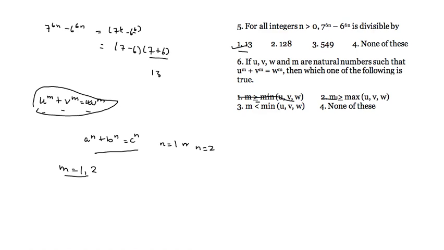Is m definitely less than the minimum? Now, in this equation of 1 raised to 1 plus 2 raised to 1 is equal to 3 raised to 1, m is 1 and one of the other numbers u also is 1. So m is not less than the minimum. M can be less than or equal to the minimum, right? Which the CAT question did not state. So even option 3 is wrong and the answer is none of these.